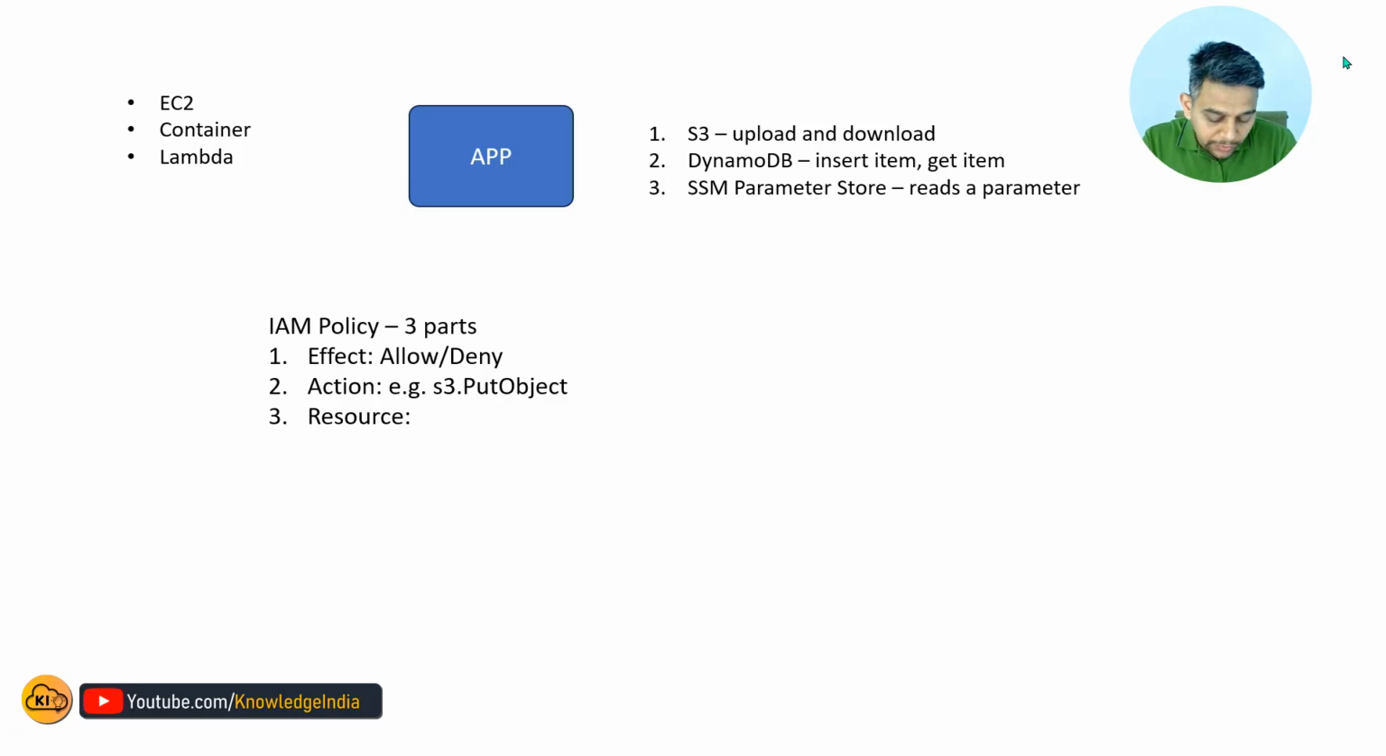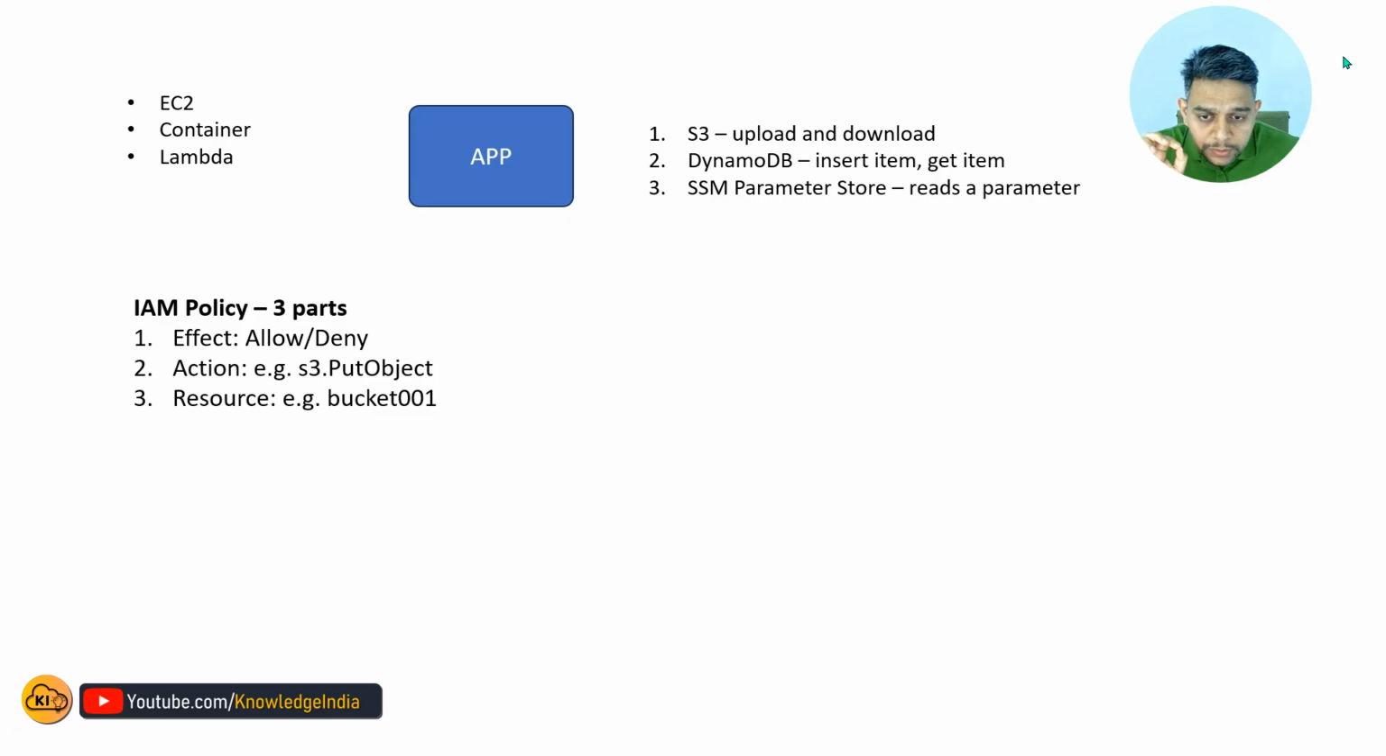So we will write the name of the S3 bucket. As an example, let's call it bucket 001. So on bucket 001, I want to give S3 PutObject, just for this example. So we understood that there are three parts in an IAM policy: effect, action, and resource.